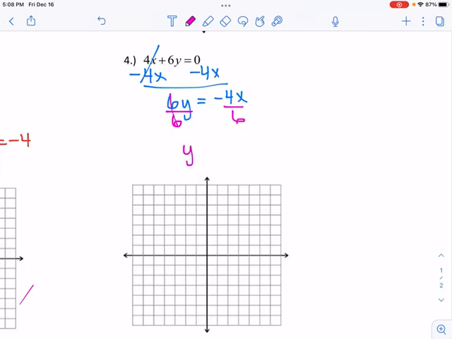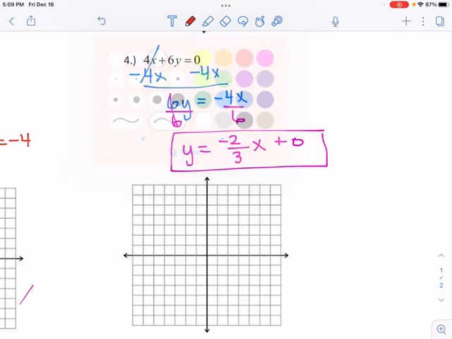And so I have y equals, now 4 and 6 are both even numbers. So then I can divide both of those by 2. Negative 4 divided by 2 is negative 2 over 6 divided by 2 is 3. So that's going to reduce down to y equals negative 2/3 x. And I'm going to go ahead and put this as plus 0. So we start with our y-intercept, which is 0, which means our line goes through the middle here called the origin.